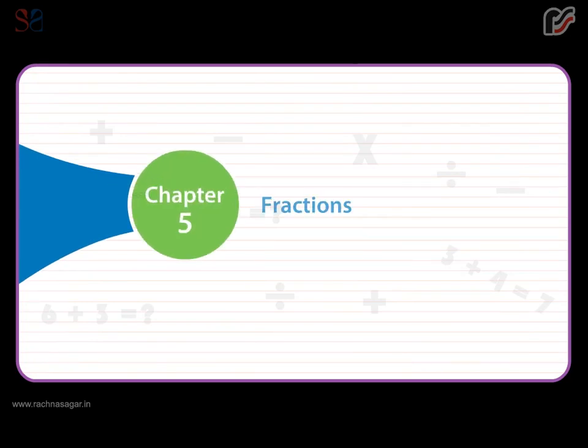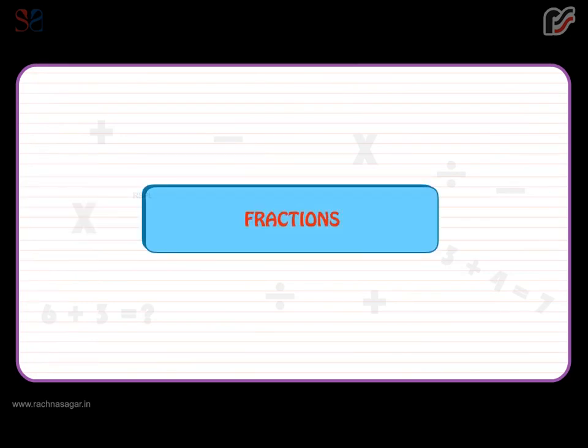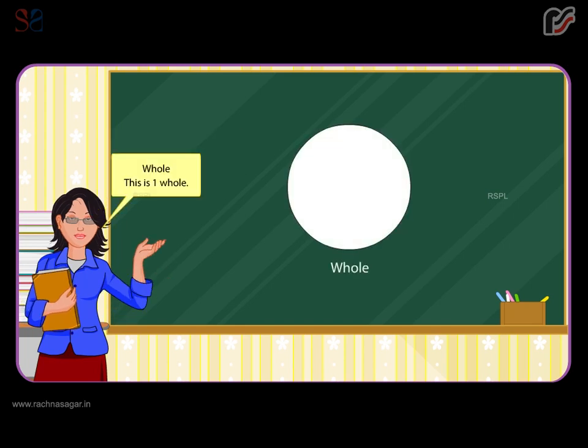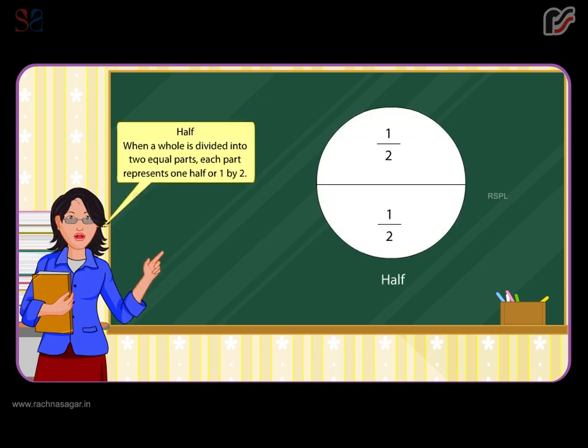Chapter 5, Fractions. A fraction is a part of a whole. Whole. This is one whole. Half. When a whole is divided into two equal parts, each part represents 1/2 or half.